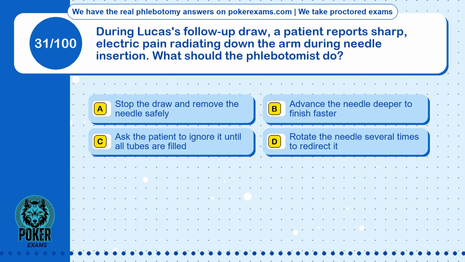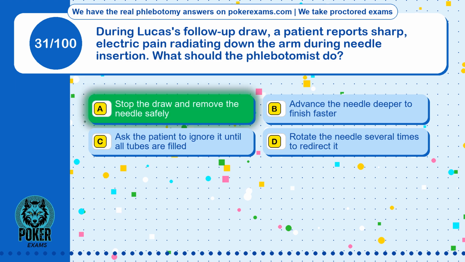Question 31. During Lucas's follow-up draw, a patient reports sharp, electric pain radiating down the arm during needle insertion. What should the phlebotomist do? Option A. Stop the draw and remove the needle safely. Option B. Advance the needle deeper to finish faster. Option C. Ask the patient to ignore it until all tubes are filled. Option D. Rotate the needle several times to redirect it.